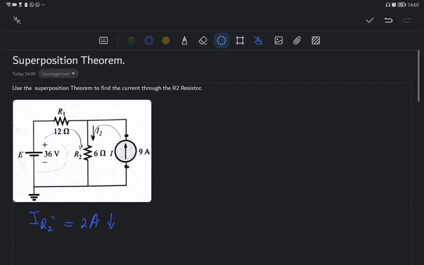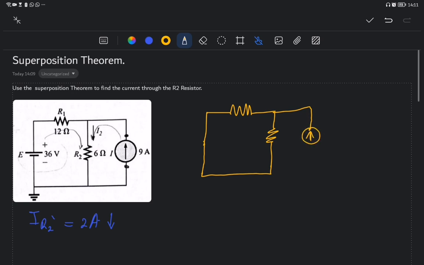Now we'll go and check another circuit which will be focusing mainly on the current source, right? Now let's draw the current source and see what happens. So we have, replacing the voltage source with the short circuit, then everything will be the same. And then there it is. Then our current source there will be the same.